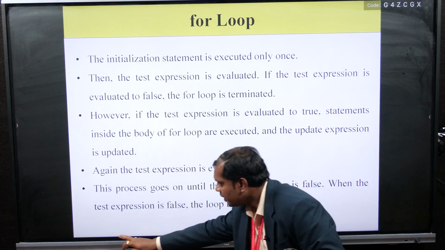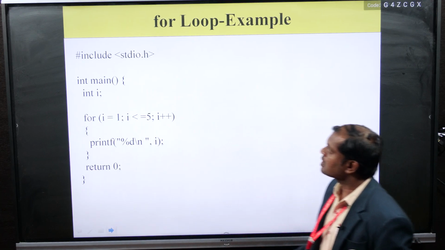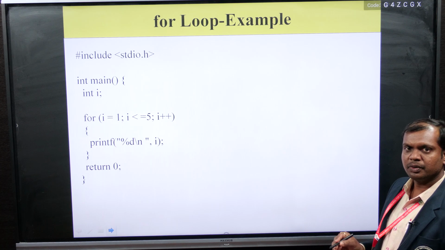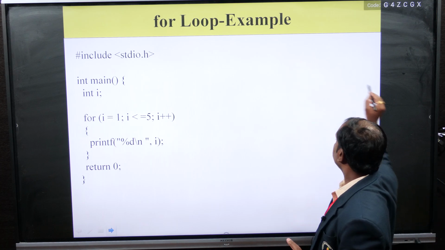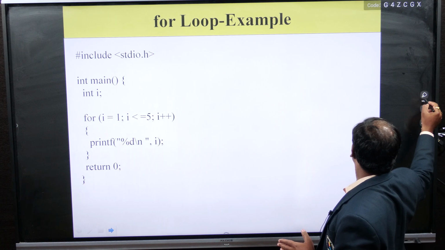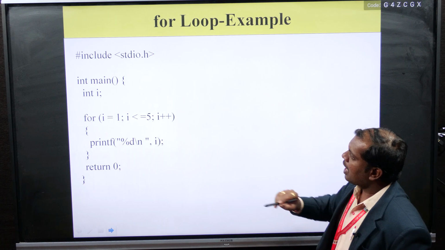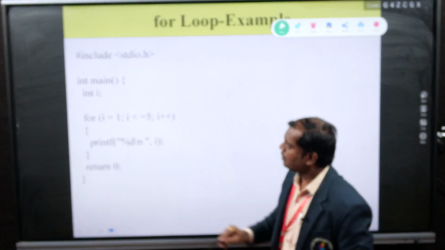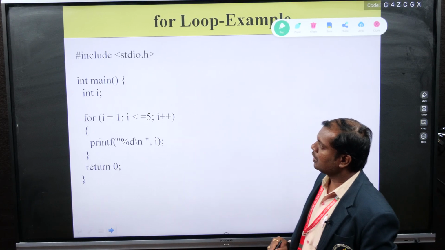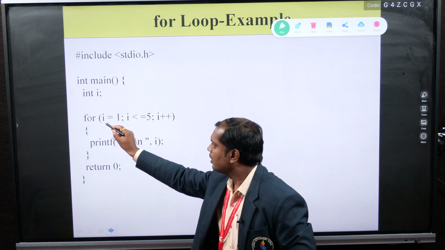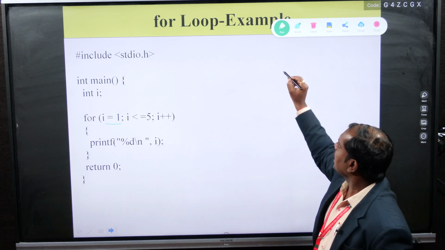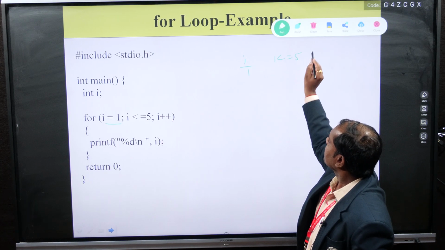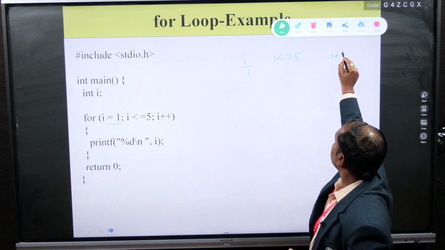Here we are using a small example. In this example, I want to print values from 1 to 5. How many values do I want to execute? 1 to 5. So in the loop, I am going to initialize the i value with 1, and I am going to check the condition. Initially i equal to 1, and i less than or equal to 5 is the condition, and here we have an updation part.